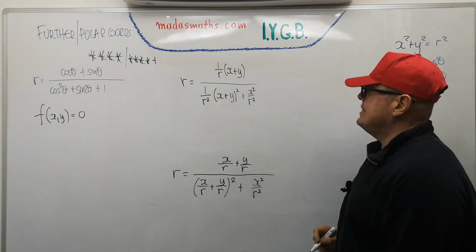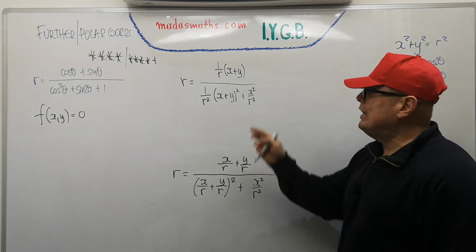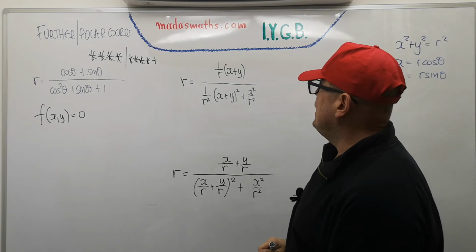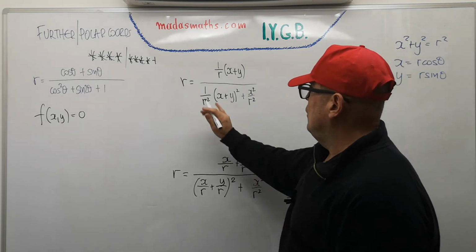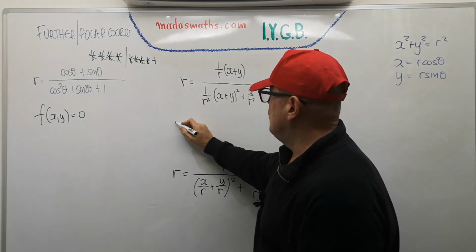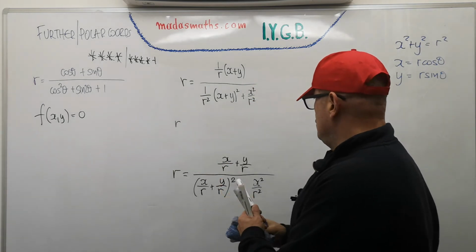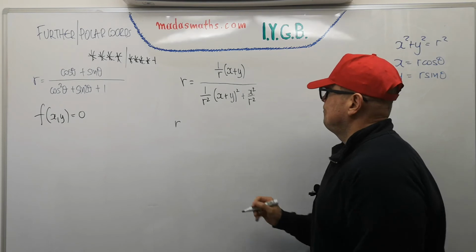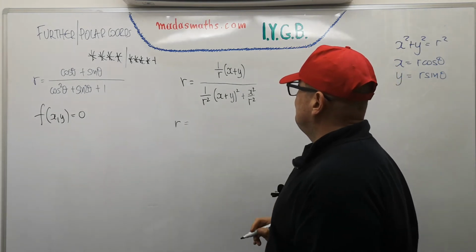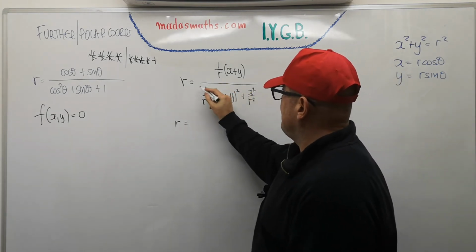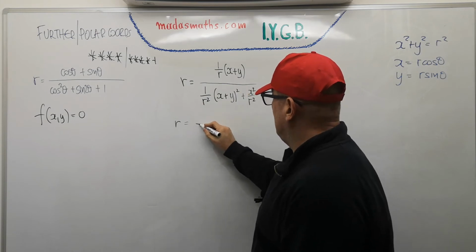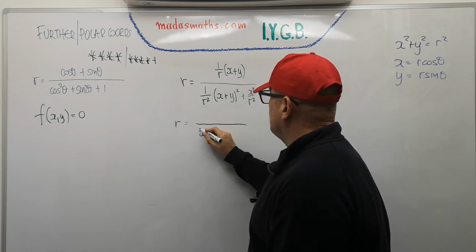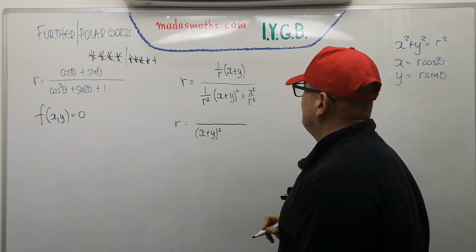Okay, what's my next step? Is to multiply top and bottom of the fraction on the right hand side by r squared. Okay, no, I'm not timesing both sides of the equation, by the way. So let me just lose this line first of all, so it doesn't distract us. r is equal to, multiplying this by r squared on the denominator will create simply x plus y all squared.